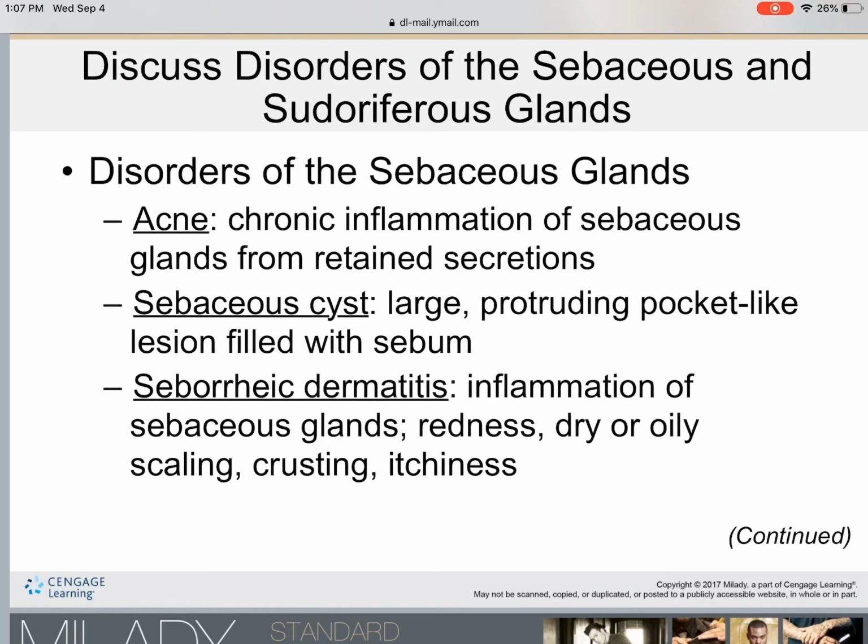Seborrheic dermatitis is an inflammation of sebaceous glands. It's redness, dry or oily scaling, crusting, and itchiness. Dandruff and cradle cap are forms of seborrheic dermatitis that are sometimes treated with topical creams.